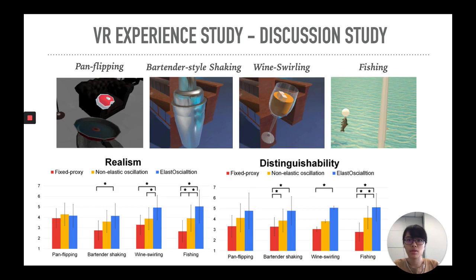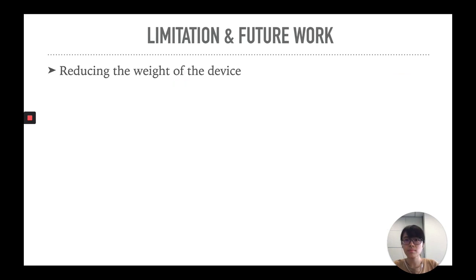Based on the results, we understand that oscillation force from our device is more proper to be used as feedback for shaking an elastic object or a container with liquid. Furthermore, scenarios requiring larger movement are more appropriate for our device, such as fishing. Therefore, in proper scenarios, force feedback from the ElastOscillation device significantly enhances VR experiences.